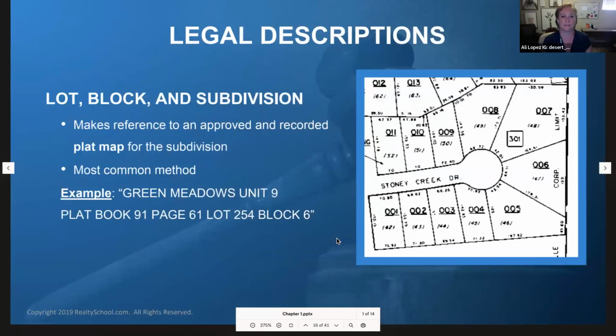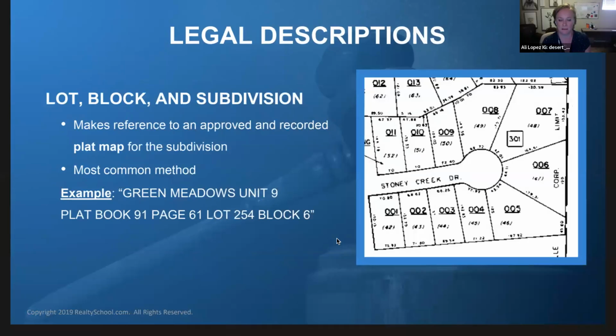Okay, of your legal descriptions, the final one is your lot, block, and subdivision. And like I mentioned, you'll see this description for most of your properties here in Clark County. It makes reference to an approved and recorded plat map for this subdivision, and it's the most common method. So on your title or in your deed, it'll say page 91 in plat book 33, lot 54, block 6. Pretty self-explanatory.